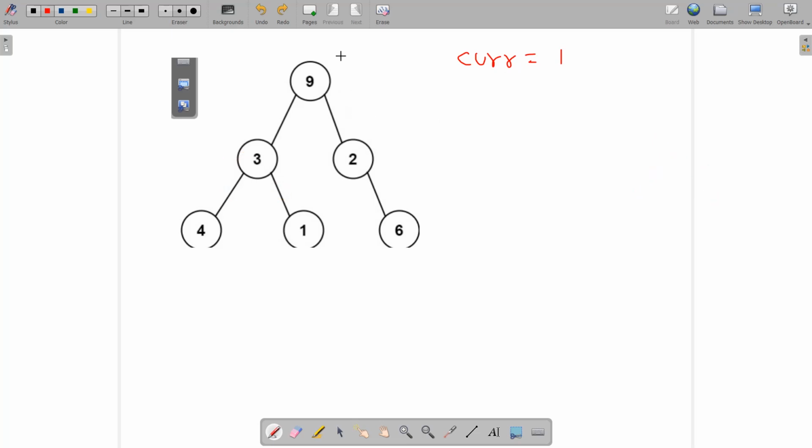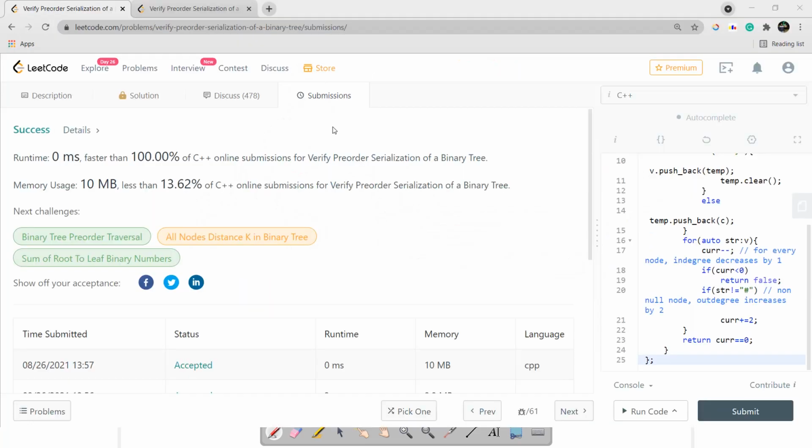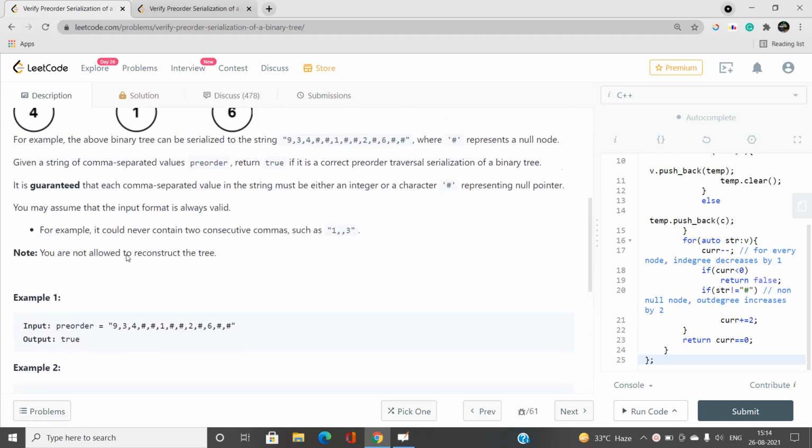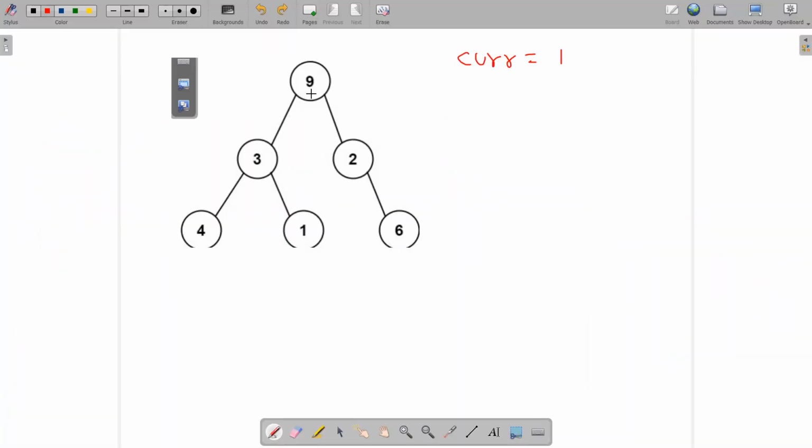Okay, so suppose current is initialized as 1 and we have encountered the preorder traversal. What is the preorder traversal? Okay, so it should be like 9 3 4 hash hash. So when we encounter this 9, this is a non-null node, so I would be incrementing two edges for this one. Okay, so it would become 3, and before doing that you need to be very careful that you need to decrement the edge that is going to its parent.